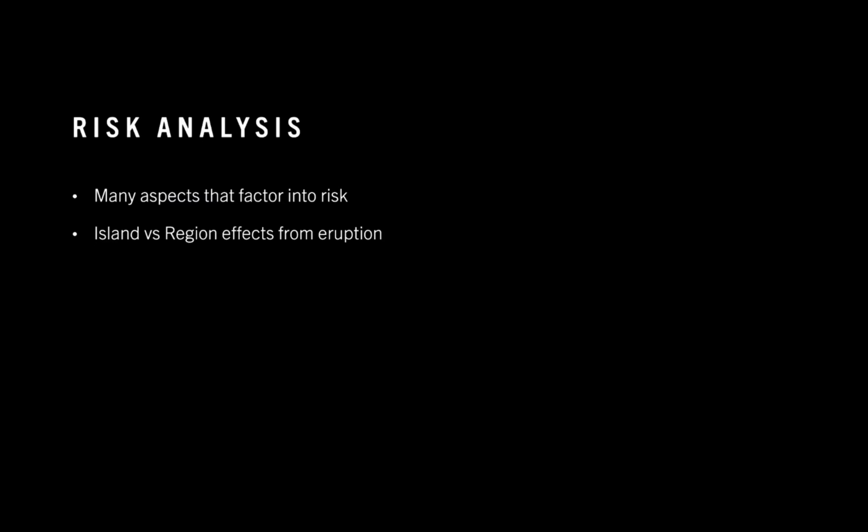Our next major focus on this project was a risk analysis of the Minoan eruption. There were many aspects that factored into this risk calculation, one of which was the water risk, another was the ballistic block risk, and the last was the ash risk. The scope of this project would have made it very difficult to combine both the island and the region effects from the eruption, so we decided to split this risk analysis into two major parts, one focusing on the site of the eruption on the island, and the other focusing on the region around the island and the ash spread.